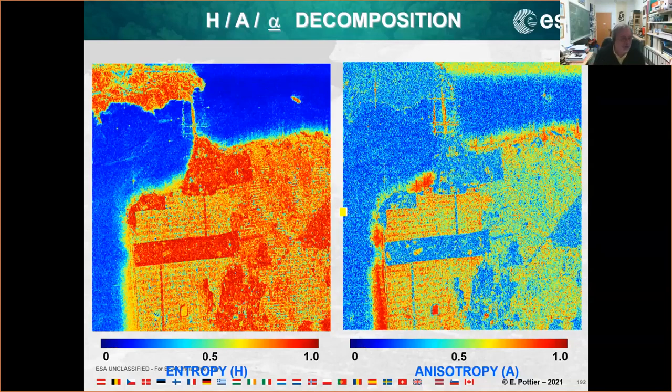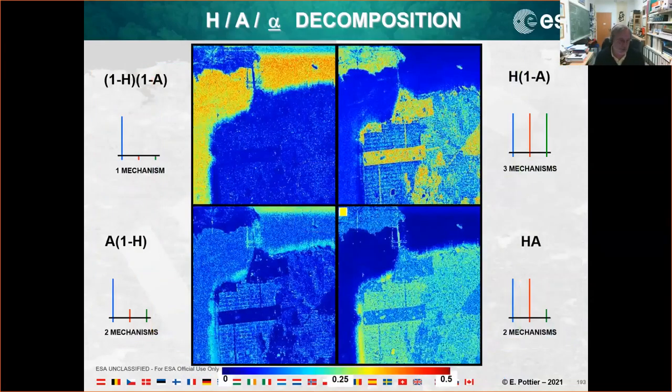So the best way to make this kind of analysis is to construct the combination between entropy and anisotropy. This is why we are going to construct these four combinations. 1 minus entropy multiplied by 1 minus anisotropy. Entropy multiplied by 1 minus anisotropy. Anisotropy multiplied by 1 minus entropy. And the last one, entropy multiplied by anisotropy.